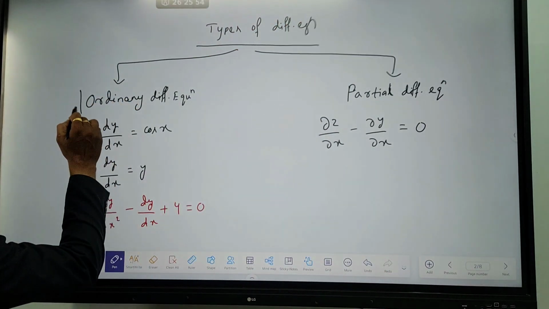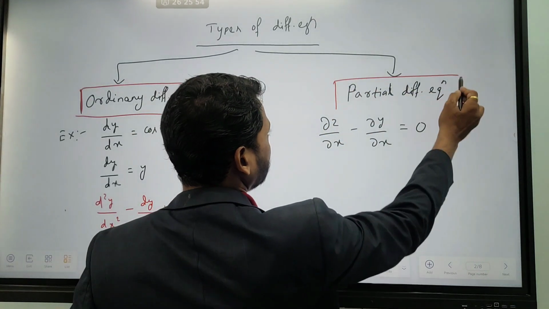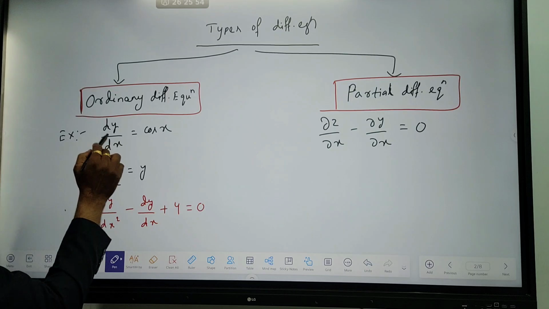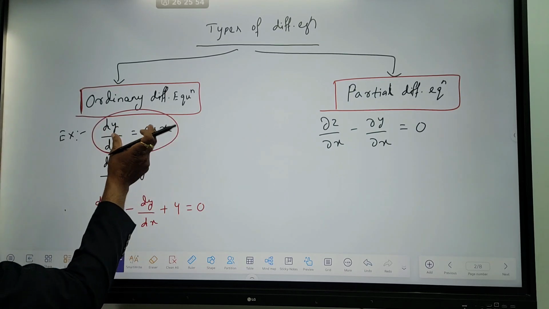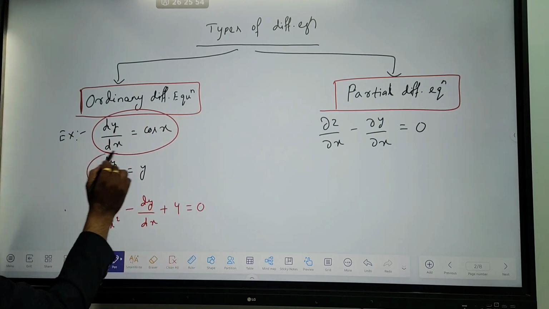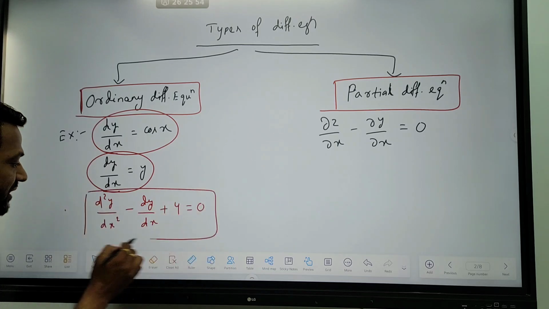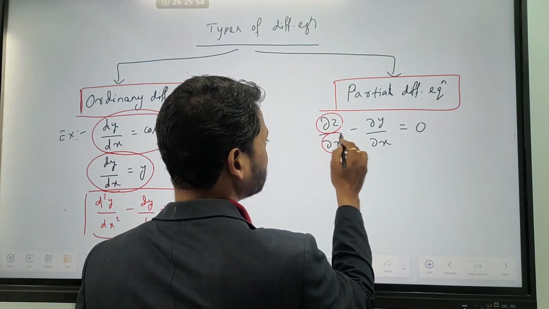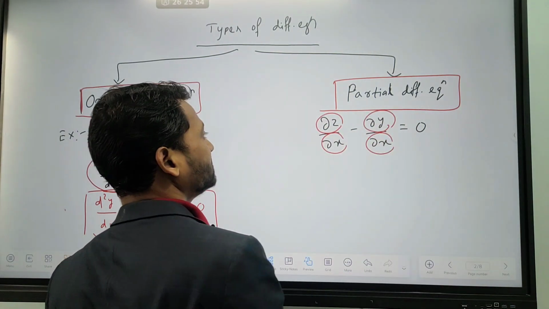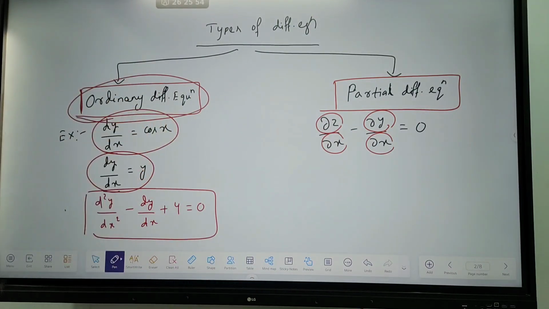One is ordinary differential equation, and second is partial differential equation. In case of ordinary differential equation, already I have told, this kind of equation is called ordinary equation: dy by dx equal to some cos x or sin x, whatever it may be, dy by dx is equal to y, or d square y by dx square minus dy by dx plus 4 equal to something. But partial differential equation क्या है, उसमें del z by del x minus del y by del x equal to 0. So we'll just focus on ordinary differential equation. In this entire lecture and in coming lectures, we will focus on ordinary differential equation.